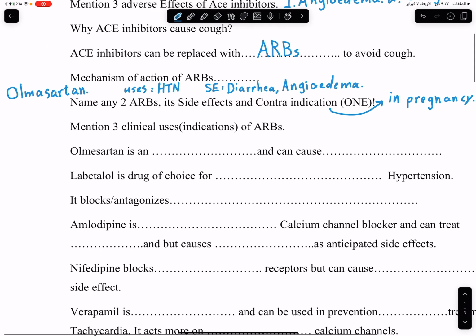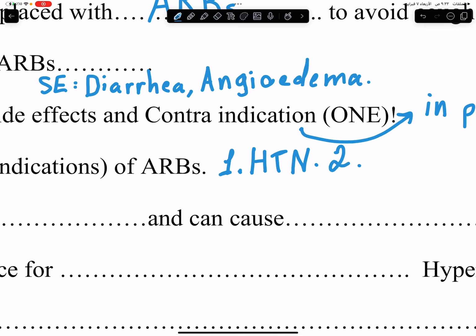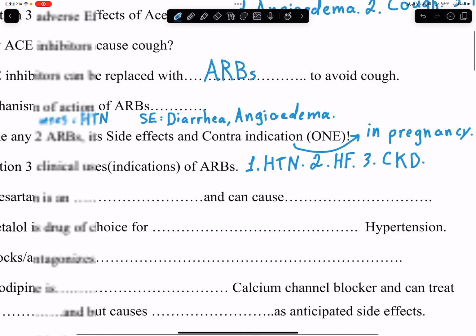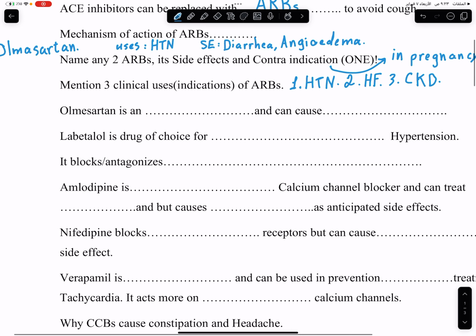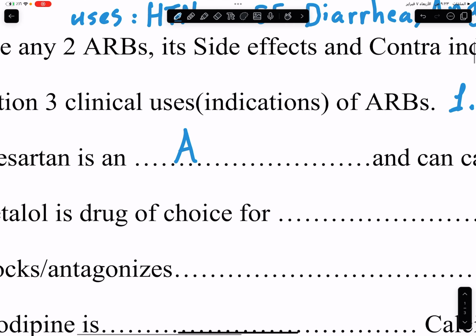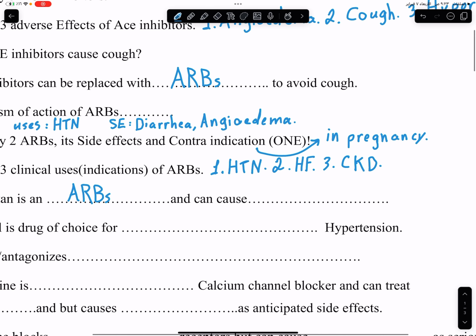Mention 3 clinical uses or indications of ARBs. One is hypertension. Second, chronic kidney disease, heart failure. Chronic kidney disease. Yes. Next, olmesartan is an ARB and can cause what? Yes, ARBs.